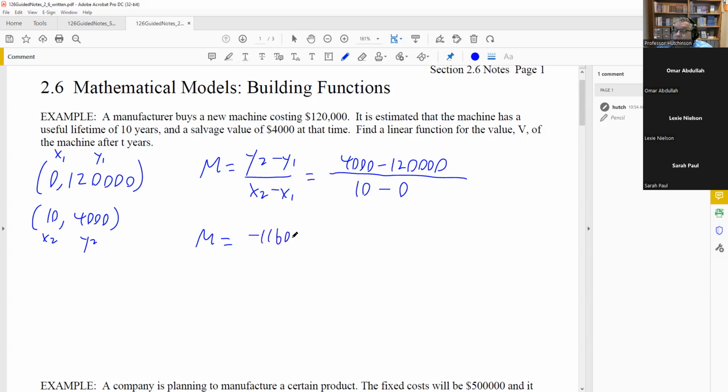We get negative 116,000 divided by 10. So that's just going to get rid of one of your zeros. And so we get negative 11,600. Now what this means is that every year the machine is losing $11,600. That's what that means. Okay.